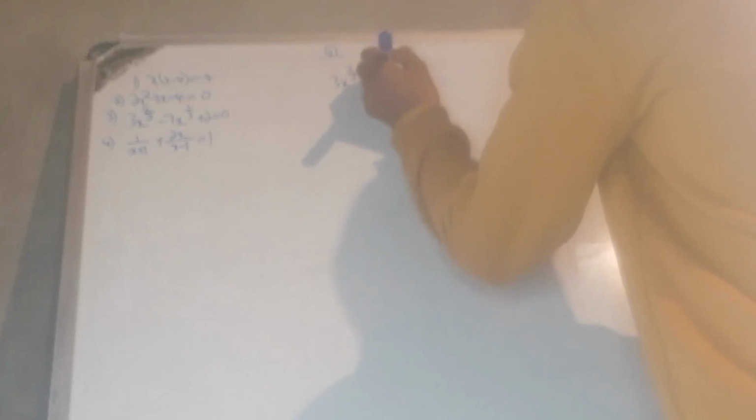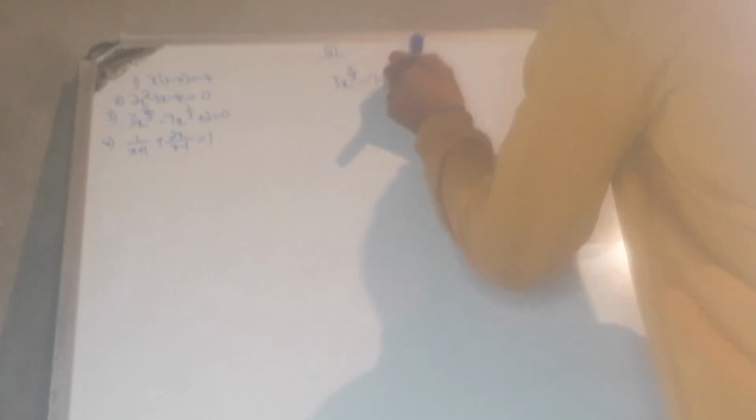Let's go to the third one. 3x^(2/3) − 7x^(1/3) + 2 = 0. Any idea as to what we can do there? I was working on it. I want you to look at something here.